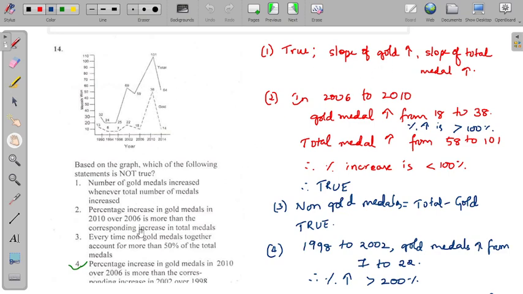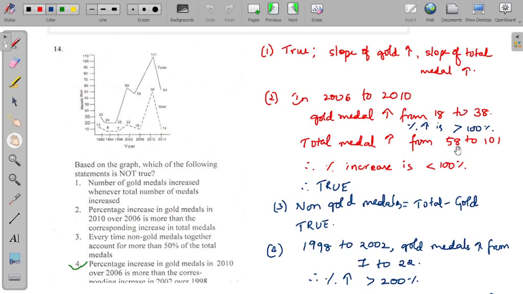This is also a peak. Whenever you have a peak, there is a corresponding peak in the total number of medals also. So the first option is true. Second: percentage increase in gold medals in 2010 over 2006 is more than the corresponding increase in the total medals. From 2006 to 2010, gold medals increased from 18 to 38. 38 is more than double 18, so the percentage increase is more than 100%.